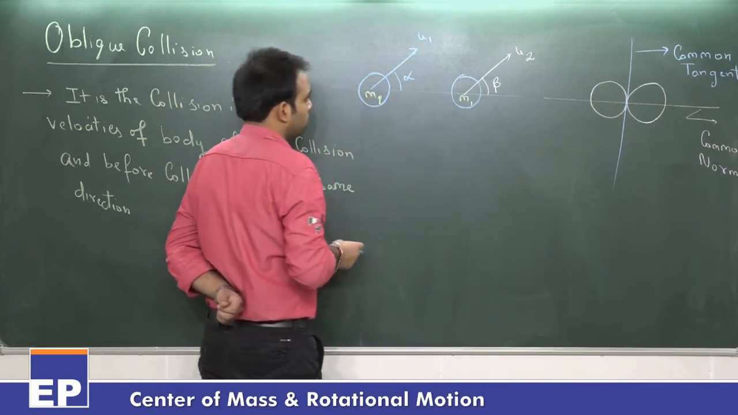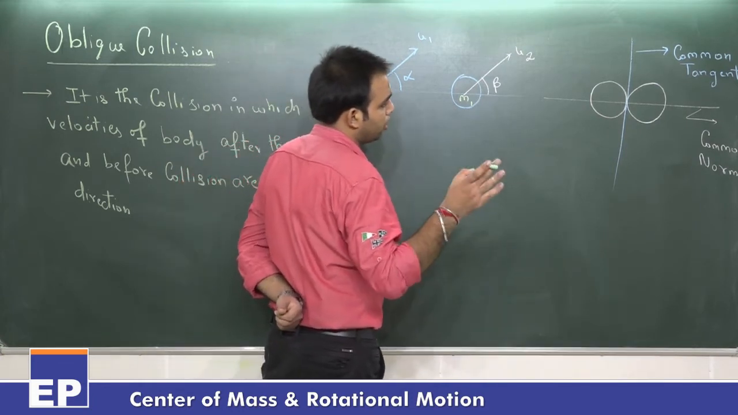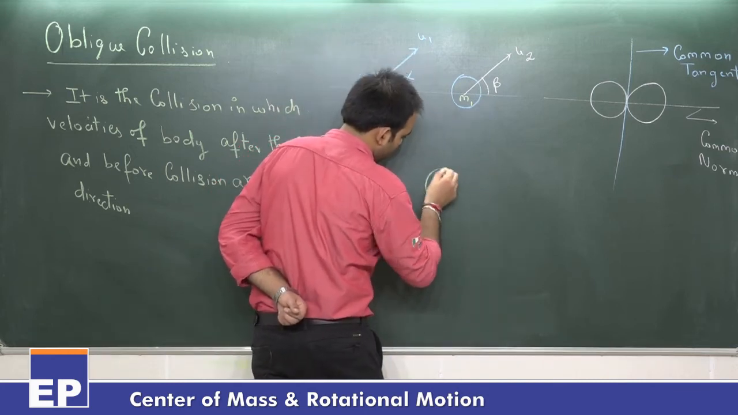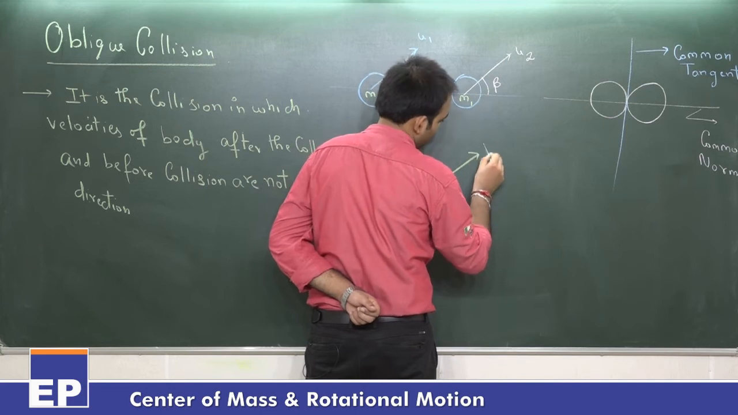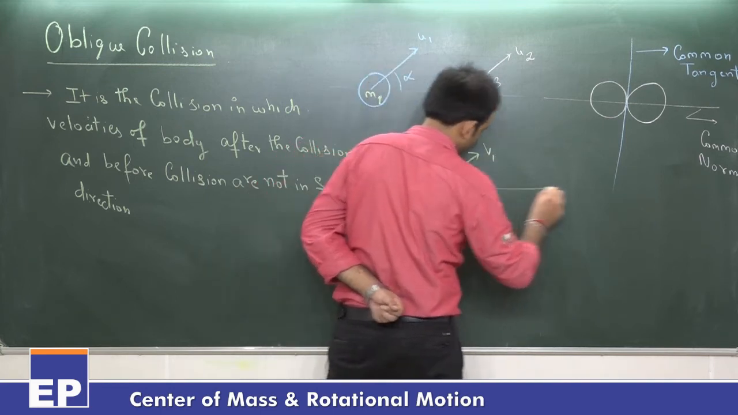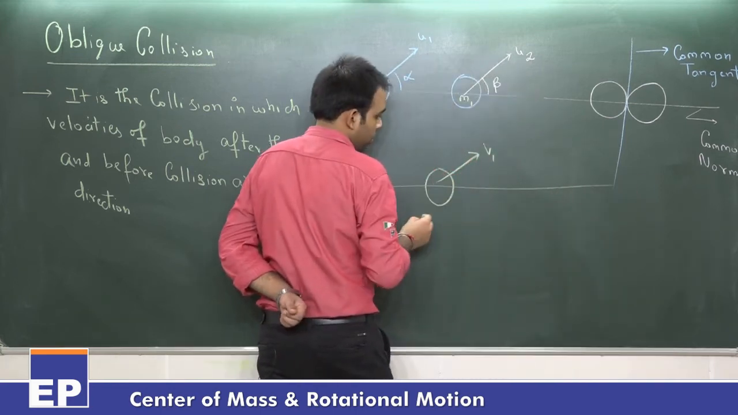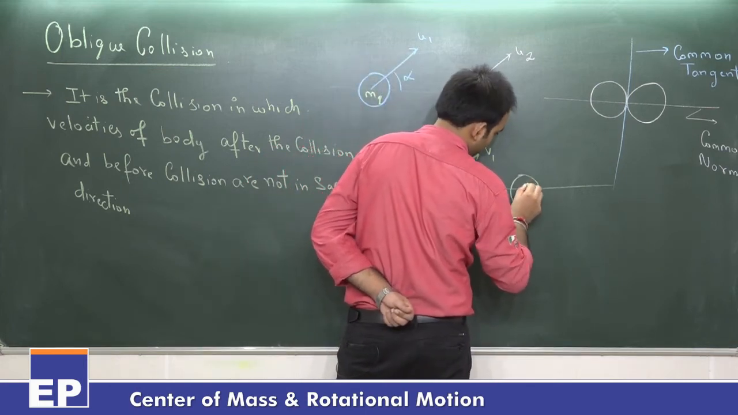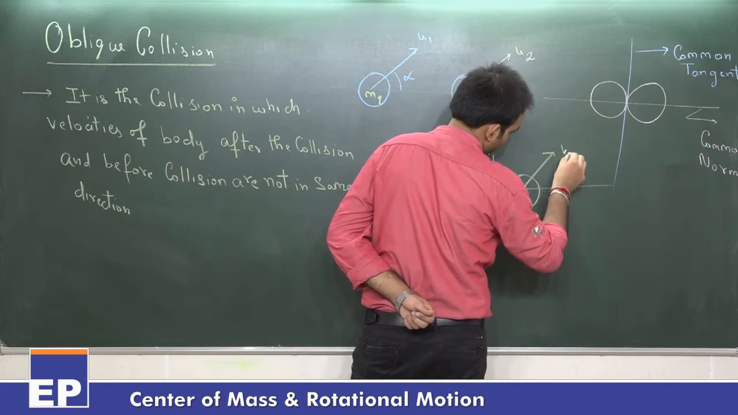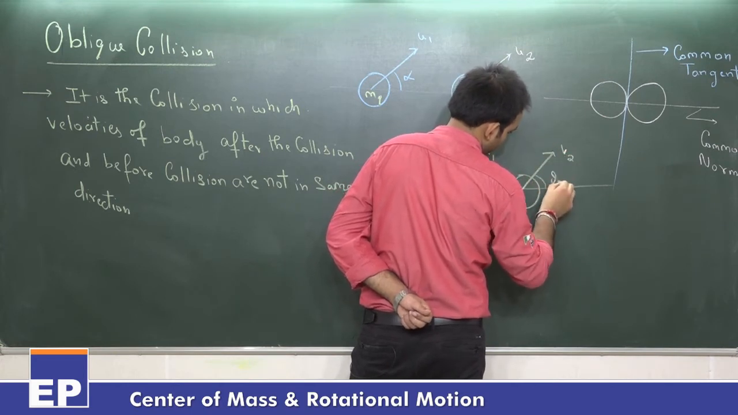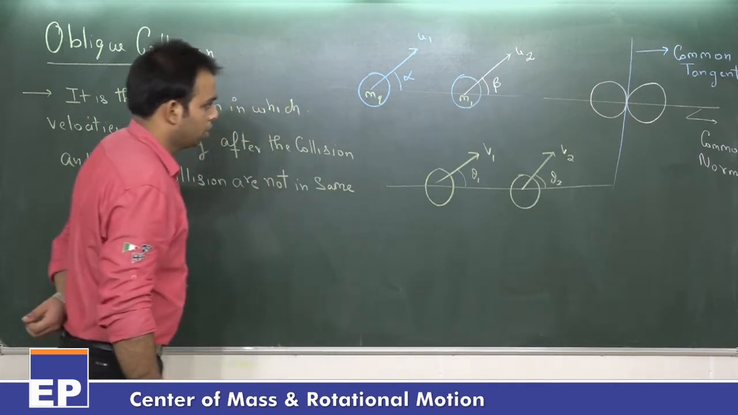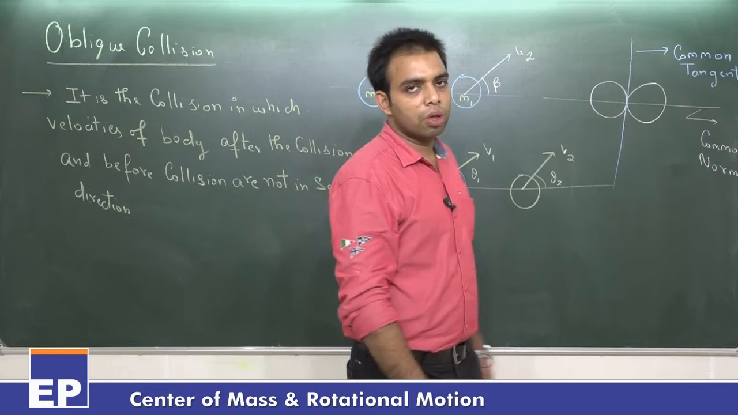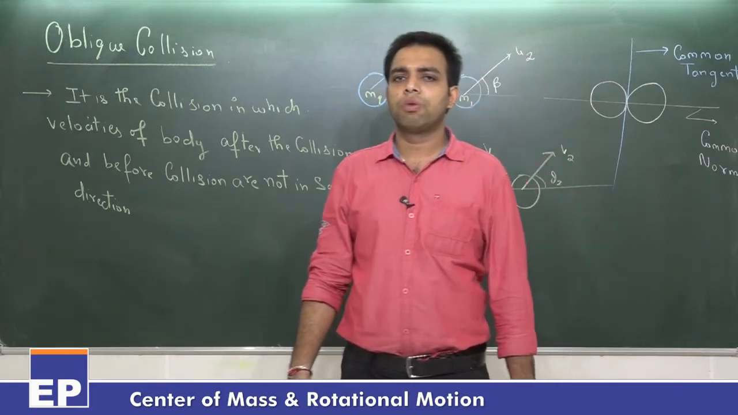If this is the common normal and this is the common tangent, look, what more can I say? After the collision, suppose it moves with velocity v1 at an angle theta 1 and with velocity v2 at an angle theta 2. Right? So these are the velocities of the bodies after the collision and before the collision, and we have taken any oblique direction for them.